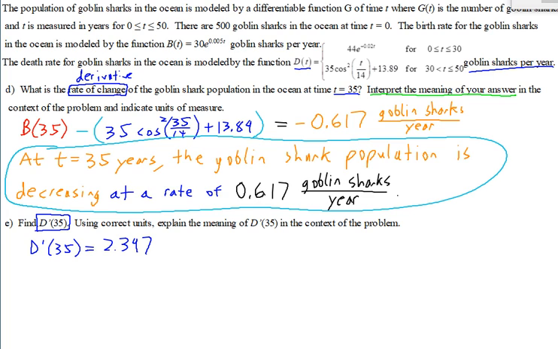So the units, when we take the derivative, it's going to be Goblin Sharks per year. Remember, every time you take the derivative, you divide by the units of, in this case, time, the independent variable. But instead of Goblin Sharks per year, which you could write, usually that would be written as Goblin Sharks per year squared. Kind of like acceleration.